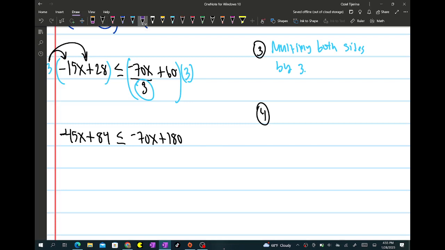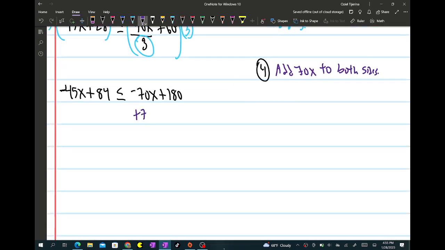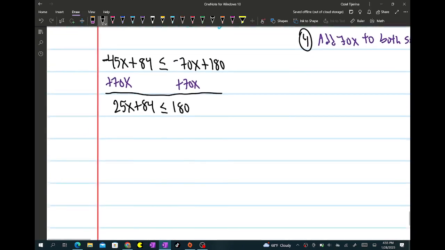So now number 4 would be to add 70x to both sides. So when we do that, it's going to be 70 minus 45, right? So 70 minus 45 is 25. So this is 25x plus 84 is less than or equal to 180.